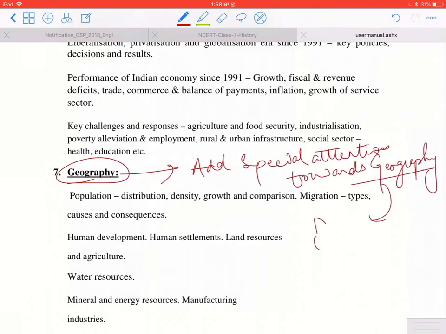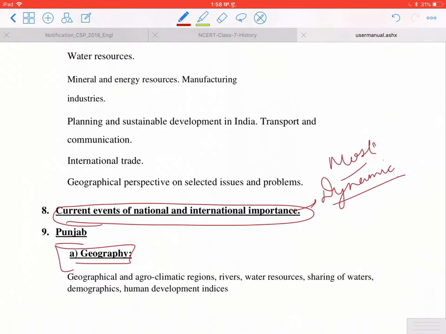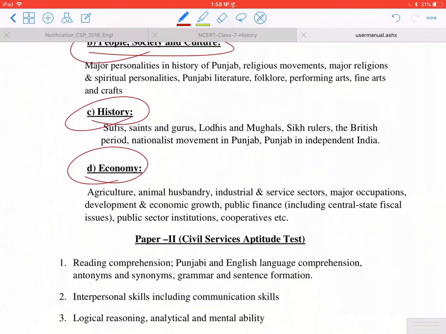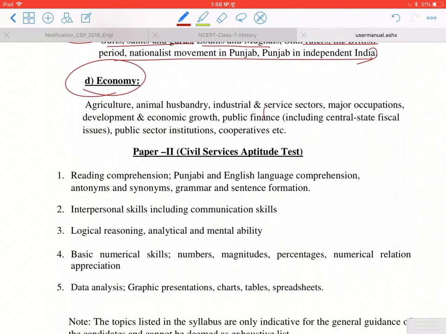Okay, so from the Punjab perspective. Okay, after that, the people and society and culture, history, economy. So these are some of the focus areas that are specifically defined, and even in that, the Sufi saints, gurus, Lodhis and Mughal, Sikh rulers, and likewise, these have been specifically defined. So I'll come to the detailed version of this syllabus also. For the time being, I am only discussing the broad outline that has been defined for your preliminary examination.